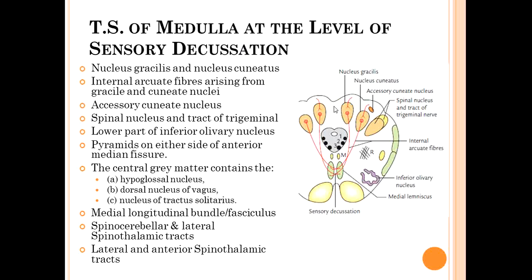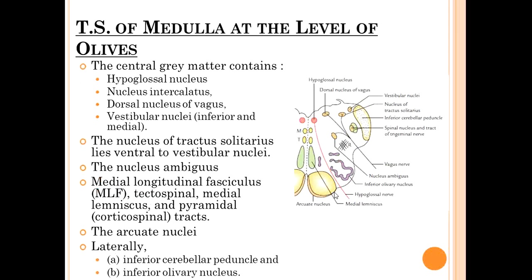Now another level of transverse section of medulla is at the level of sensory decussation. So here you can see nucleus gracilis, nucleus cuneatus, accessory cuneate nucleus, spinal nucleus and tract of trigeminal nerve. Then there is the inferior olivary nucleus. Then there are the spinocerebellar and lateral spinothalamic tracts, the lateral and anterior spinothalamic tracts, and this is the pyramidal tract. Okay. Third section of medulla is at the level of olive.